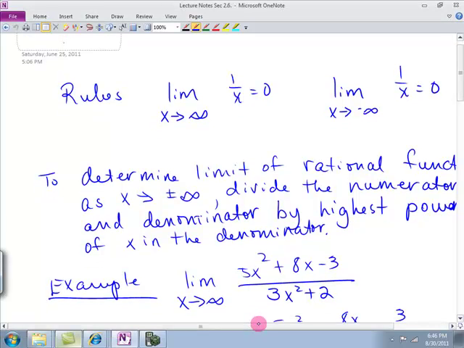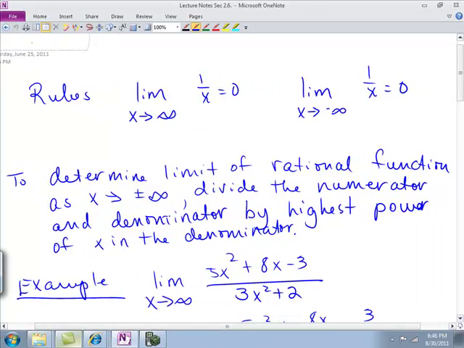So there's two rules in this section that are important. You do need to know these. You're going to have to know them for the test. The limit as x approaches infinity of 1 over x is equal to 0. Or if you approach negative infinity, the limit of 1 over x equals 0.